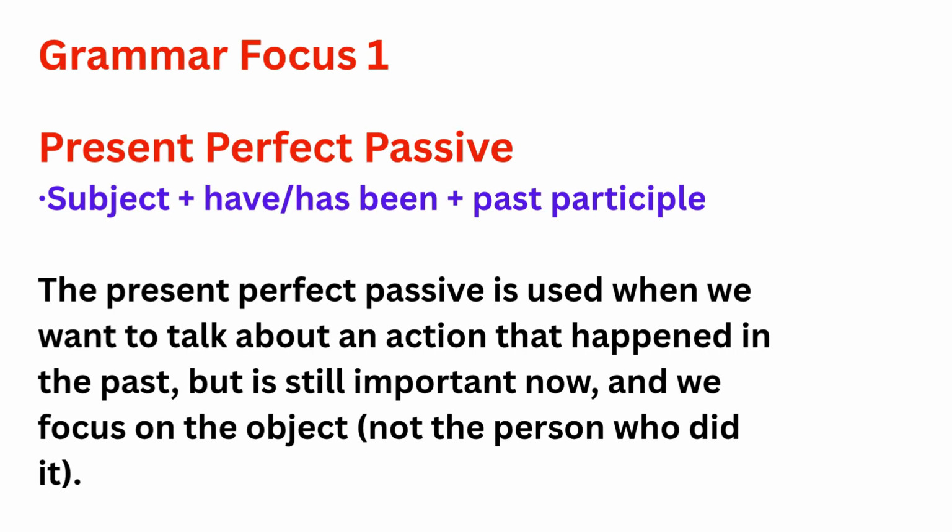Let's begin with the present perfect passive. We use this structure when an action happened in the past, but the result is important now. In this form, we do not focus on who performed the action. Instead, we focus on the thing that was affected. The structure is has/have plus been plus past participle.